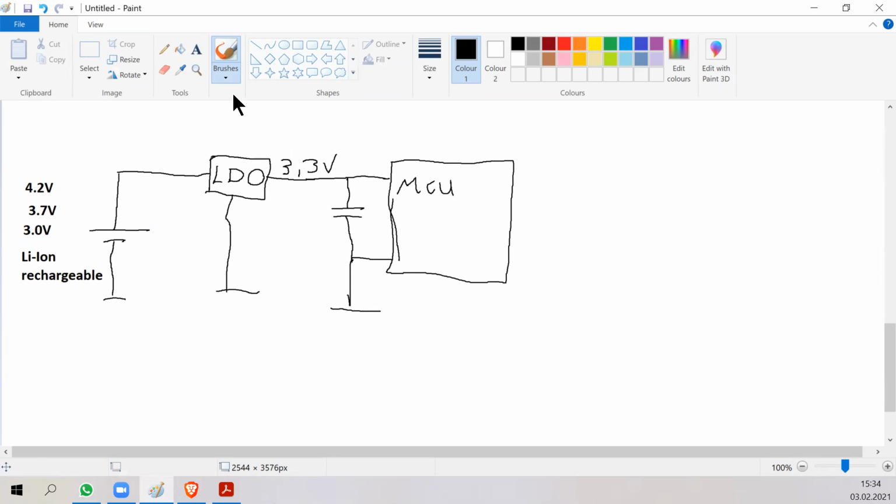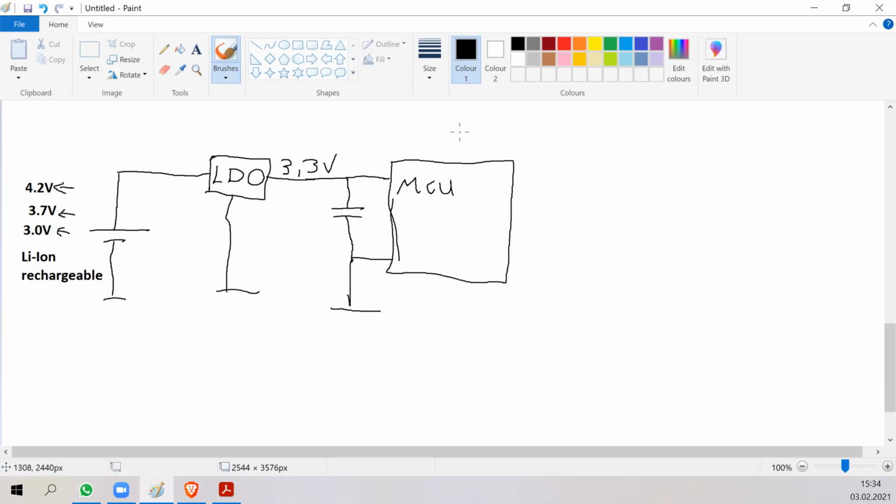Now, in many applications, we want to measure the voltage of the battery to understand how full it is. For example, if we measure 4.2 volts, we know that the battery is absolutely full. If we measure 3.7, we know that it's good, something like 50%. And if it's under 3.5 volts, we know that it's empty. So the microcontroller should switch itself off, and we need to wait until the battery is recharged.